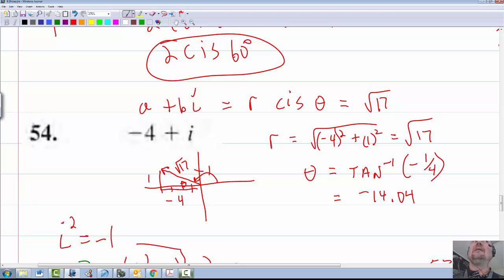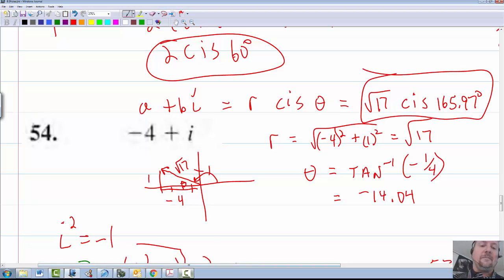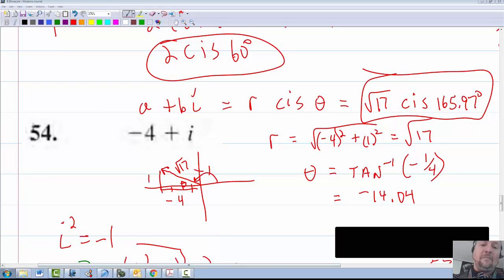So what do I have to do for this negative 14 degrees? Well, it's actually 14 degrees right here. What do you simply do? 180 minus that reference angle. And what is that? Someone say it out loud so we can end this. 165.96.